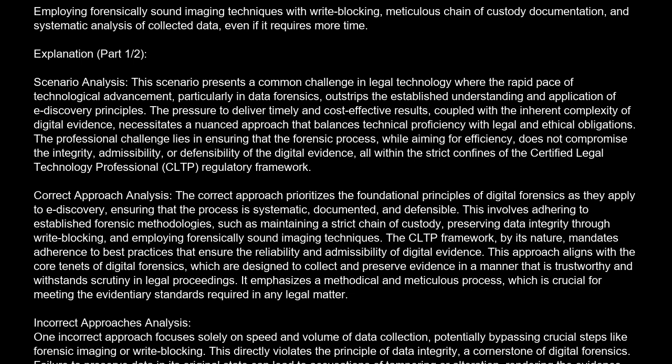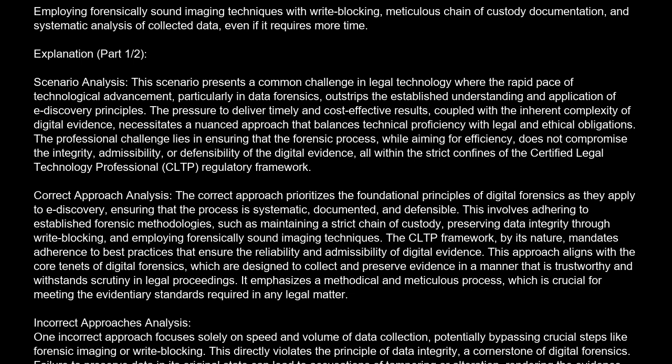Correct approach analysis. The correct approach prioritizes the foundational principles of digital forensics as they apply to e-discovery, ensuring that the process is systematic, documented, and defensible. This involves adhering to established forensic methodologies, such as maintaining a strict chain of custody, preserving data integrity through write blocking, and employing forensically sound imaging techniques.